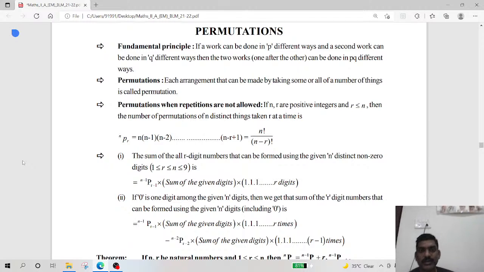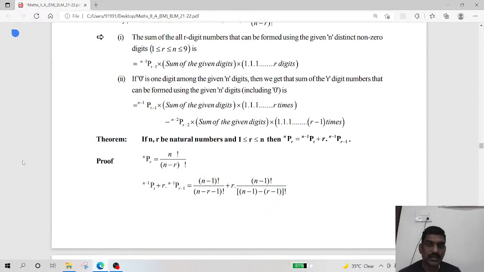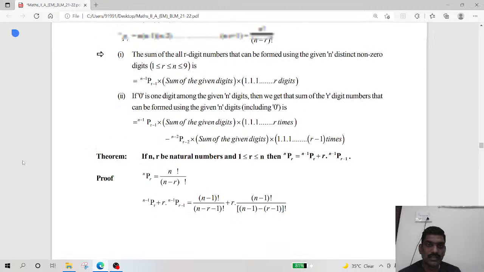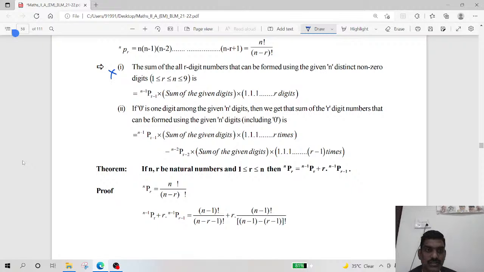Next, the fundamental principle. What is the fundamental principle? If a work can be done in p different ways, and the second work can be done in q different ways, then the two works can be done in pq different ways. That is the fundamental theorem. This point is also important here; questions are there based on this.